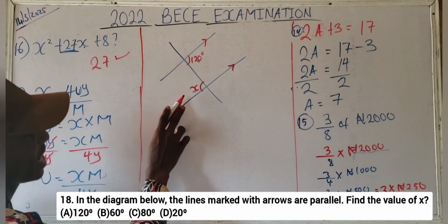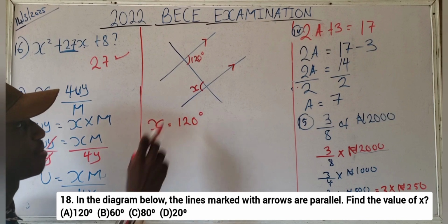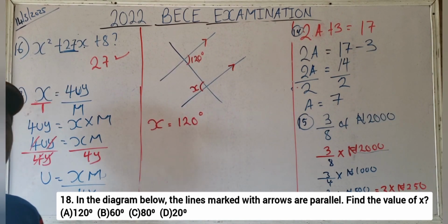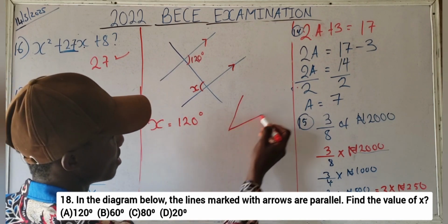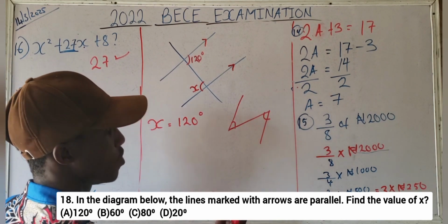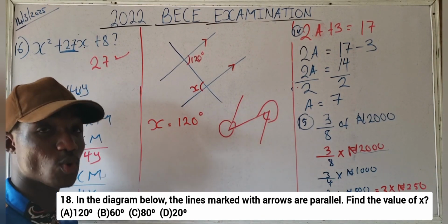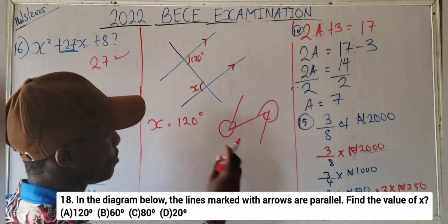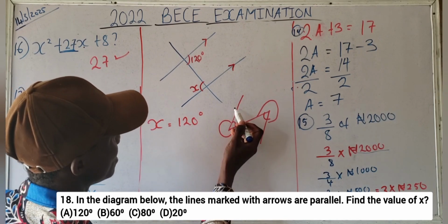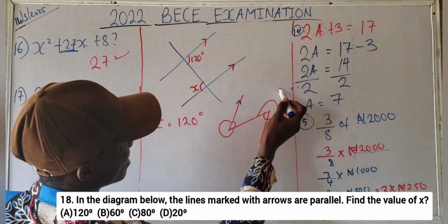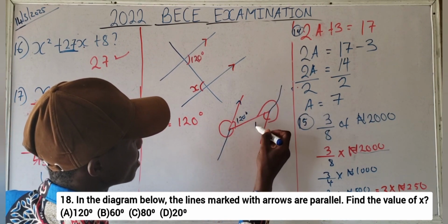Now, x is equal to 120 degrees. How do I know? It is because x is alternate to 120 degrees, and we know that alternate angles are equal. If you have an angle that looks like this, this angle is equivalent to this angle because they are alternate. This angle you see here is also equivalent to this angle because they are also alternate. If I bring out this line, I can stretch it as well. This is 120 degrees, so this is also 120 degrees.